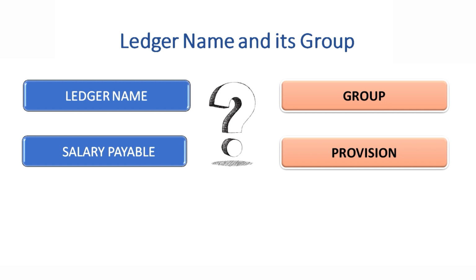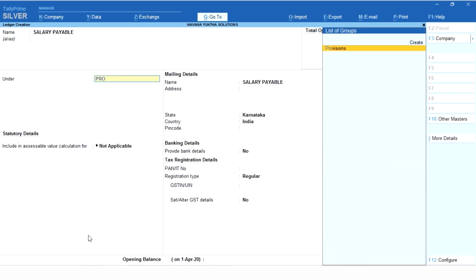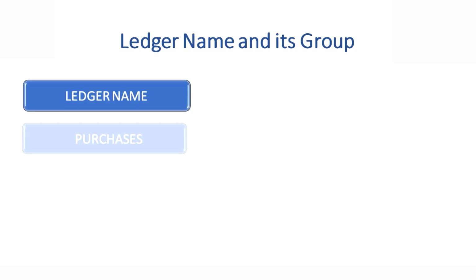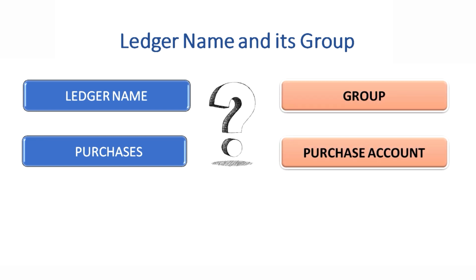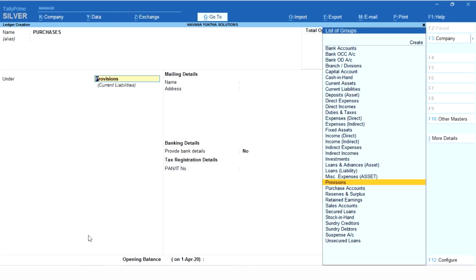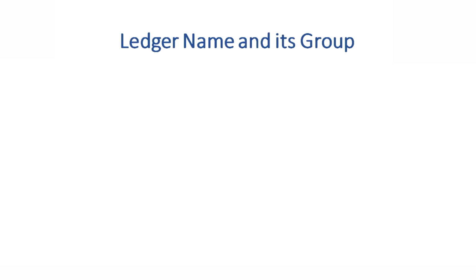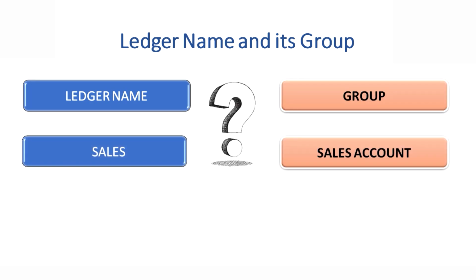So this is not an expense, it is shown as payable. So this will be a balance sheet item, we'll group it under provisions. Under provisions and we'll accept it. So next we go with a ledger name called purchase and this will be grouped under purchase account. So we'll create purchase under purchase account from the list of groups. We'll accept it. So next we go with sales and we'll group it under sales account.